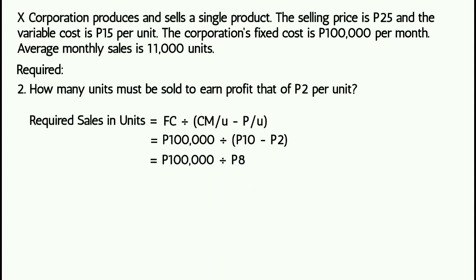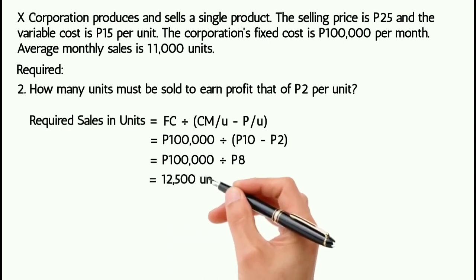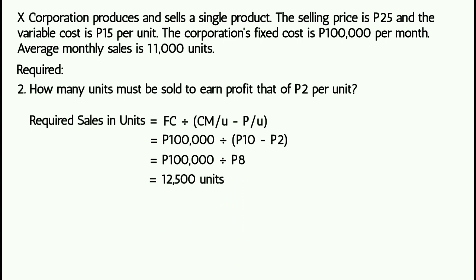100,000 pesos divided by 8 pesos, that is equal to 12,500 units. Therefore, the required sales in units that must be sold to earn profit of 2 pesos per unit is 12,500 units. Yan yung dapat na mabenta ni X Corporation para makapag-earn siya ng profit na 2 pesos per unit.